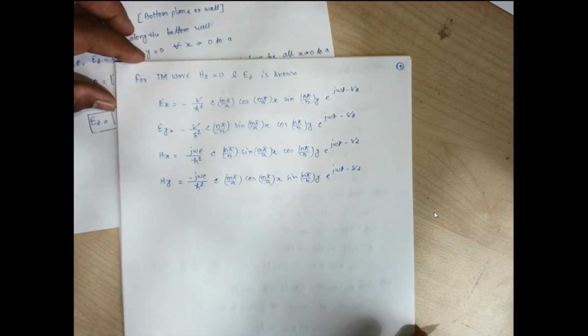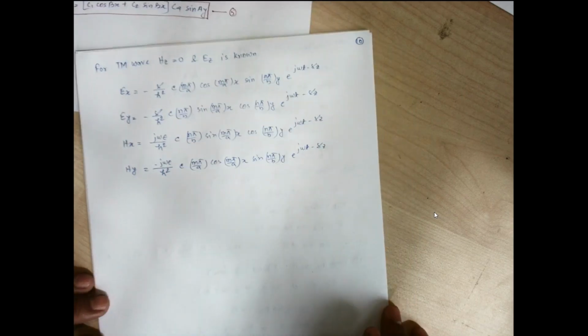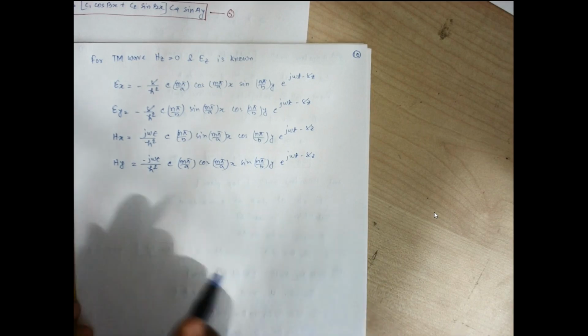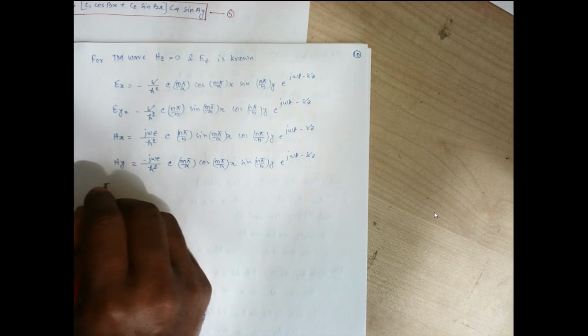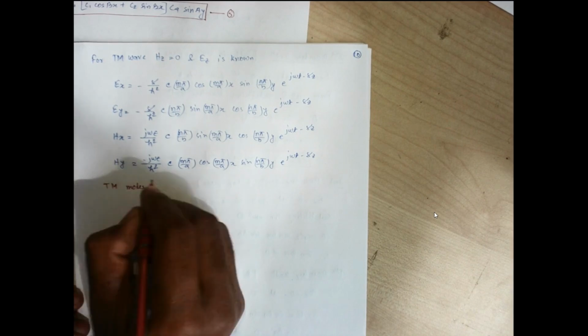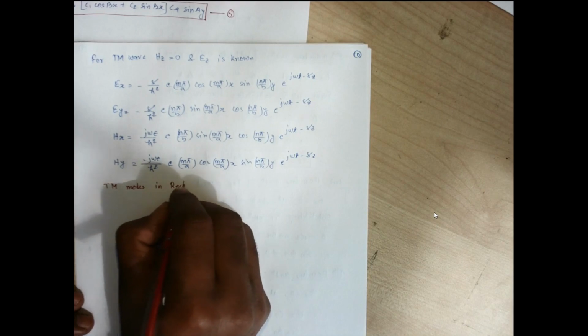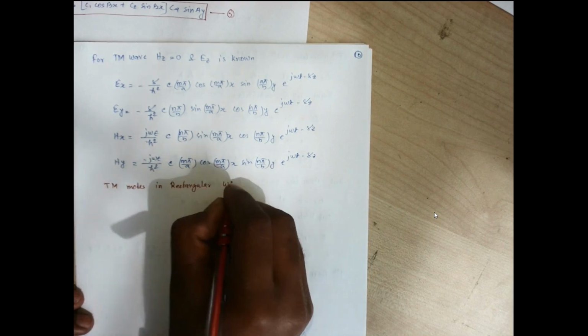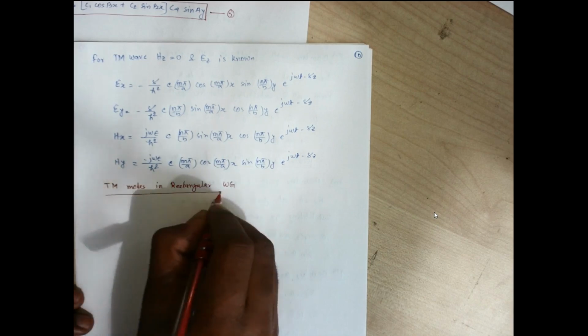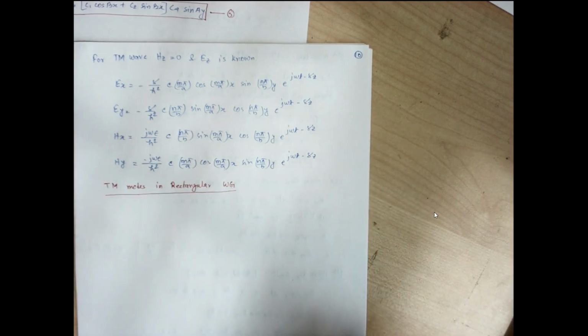Now as we say modes, what are the values of m and n that are possible for these field components? For a given m and n, whether the field component exists or not, that is what we need to find out. So that is called TM modes in a rectangular waveguide. What are the different TM modes? That is, what are the different m and n for which the field components exist?